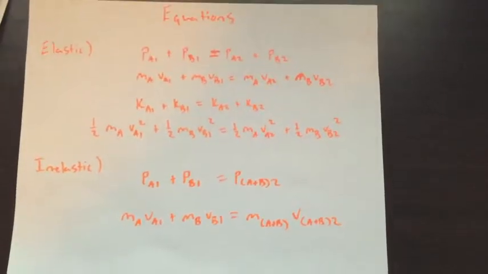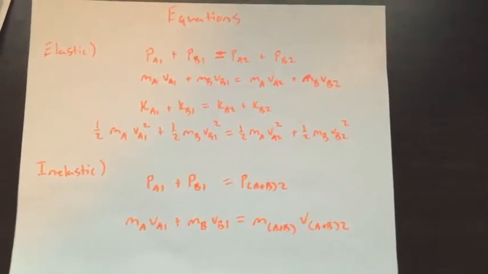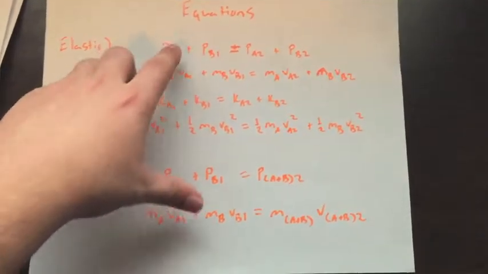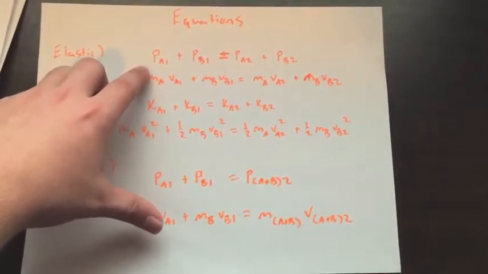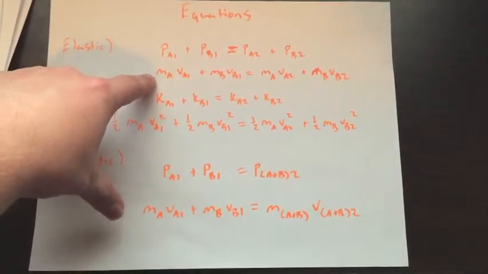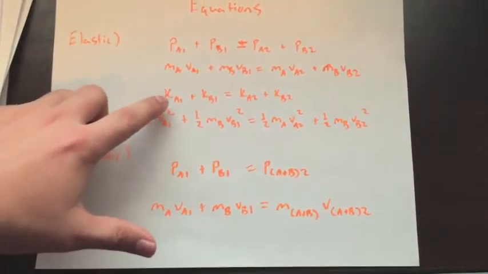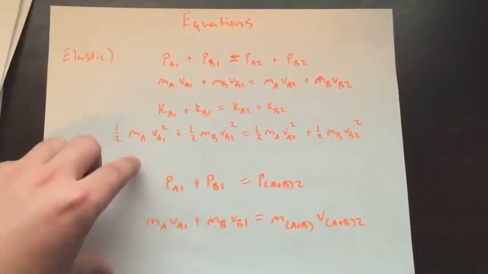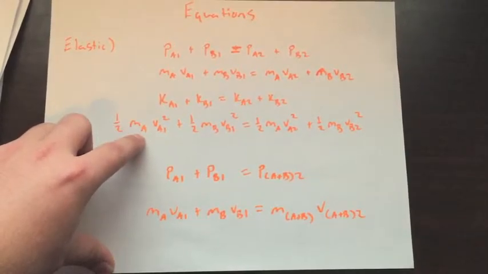Based on this knowledge of elastic and inelastic collisions, we can formulate some equations. In an elastic collision, we know that momentum is conserved, so we can formulate this first equation here, which, if you break it down, momentum is equal to mass times velocity, so you can break it down further into this equation. We also know that kinetic energy is conserved in an elastic collision, which is shown right here. We know the formula for kinetic energy is 1/2 mass times velocity squared, so we can break it down even further.